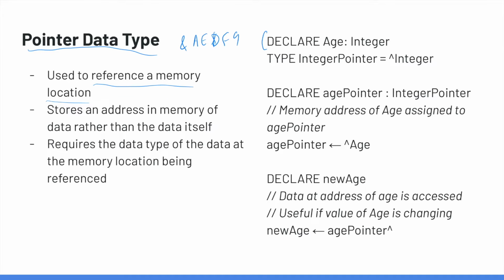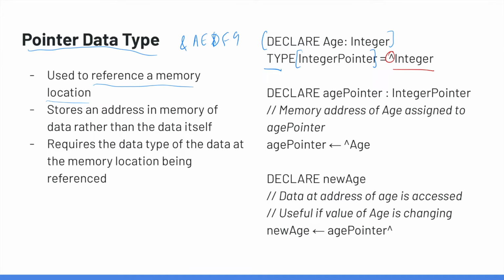Here, we are declaring a typical variable of integer data type, age. Then we're going to create a pointer. So actually we're going to create a pointer data type specifically. Not the pointer, but just a pointer data type. So you have type, and we're calling this data type integer pointer. And basically that means that we're going to have a data type that is going to allow us to hold an address of an integer. And we signify that by this caret followed by integer. So we have the caret and then the data type.